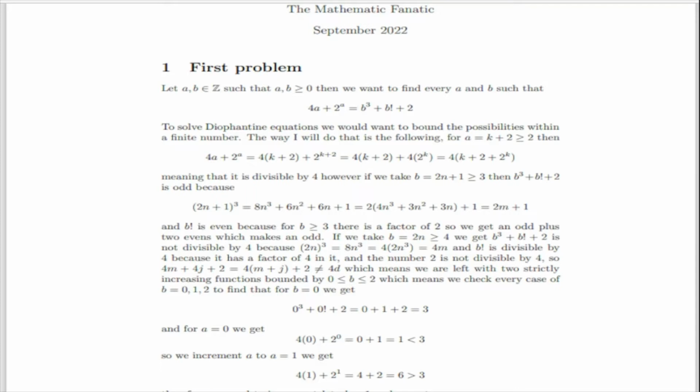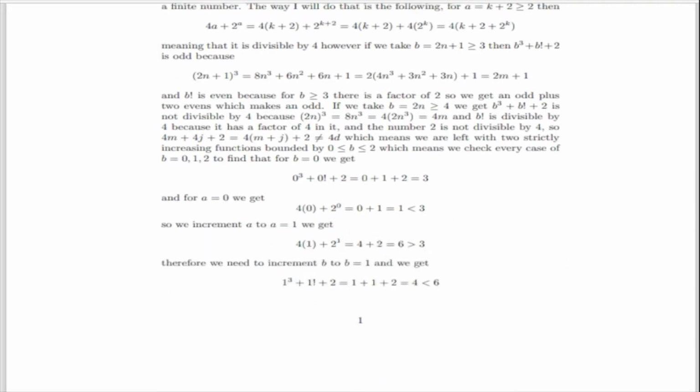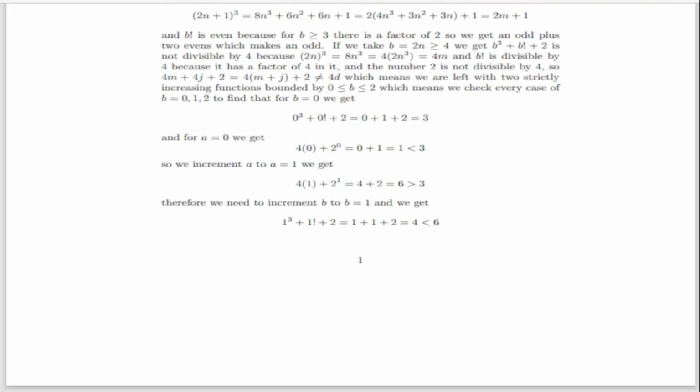by b is between 0 and 2 inclusive, which means we check every case: b equals 0, b equals 1, and b equals 2. To find that for b equals 0, we get 0 cubed plus 0 factorial plus 2 equals 0 plus 1 plus 2, which equals 3. And for a equals 0, we get 4 times 0 plus 2 to the 0 equals 0 plus 1, which equals 1, which is less than 3.